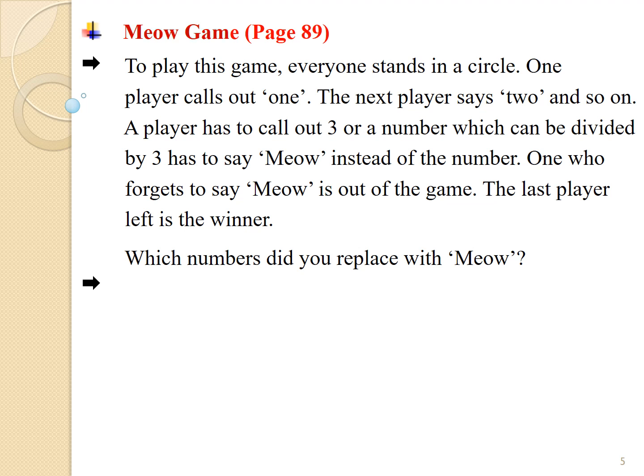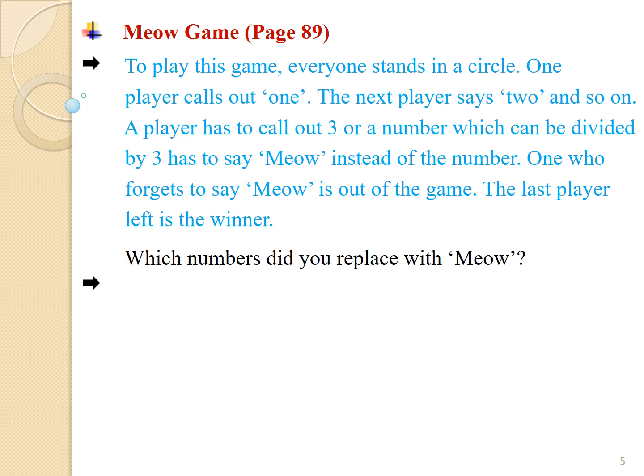Next, Meow Game. To play this game, everyone stands in a circle. One player calls out one. The next player says two, and so on. A player who has to call out three, or a number which can be divided by three, has to say meow instead of the number. One who forgets to say meow is out of the game. The last player left is the winner.